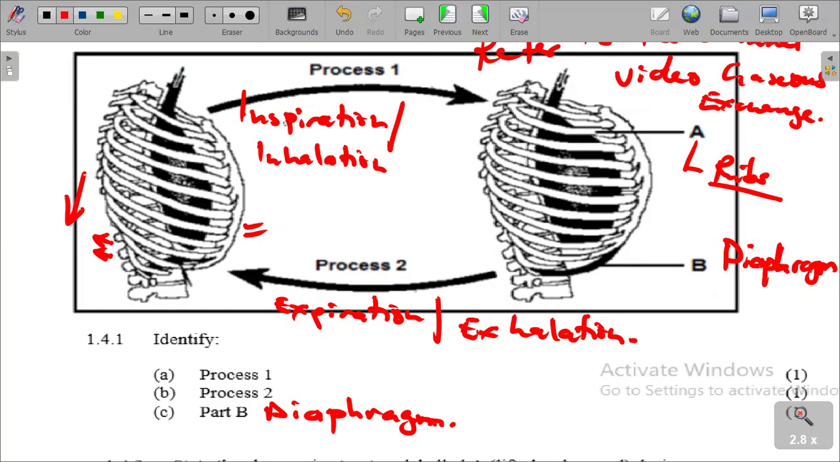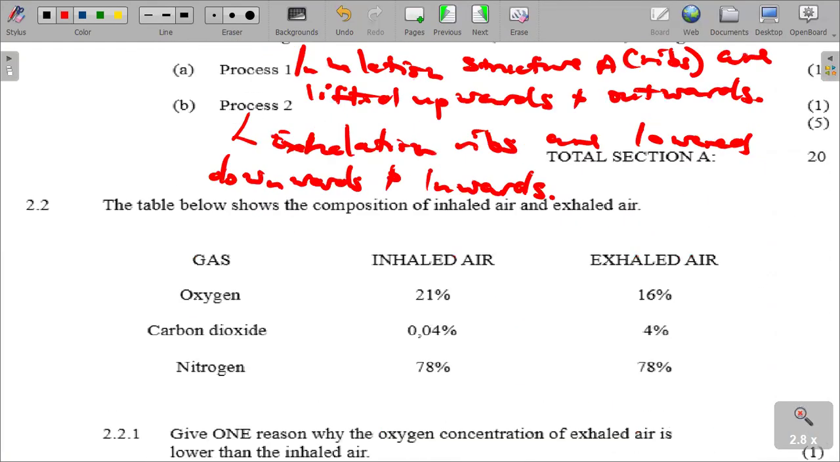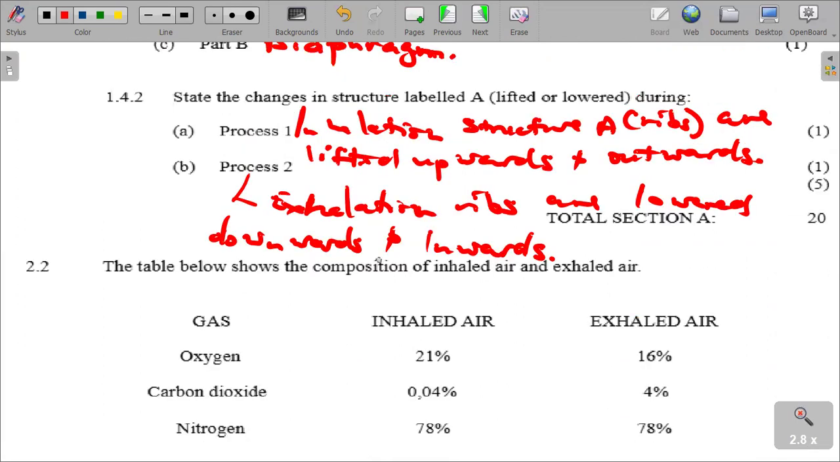So we can see the differences in these expressions. That's what you need to understand in terms of the processes taking place on the ribs in response to inhalation and exhalation.